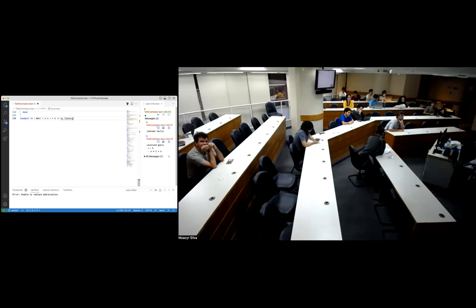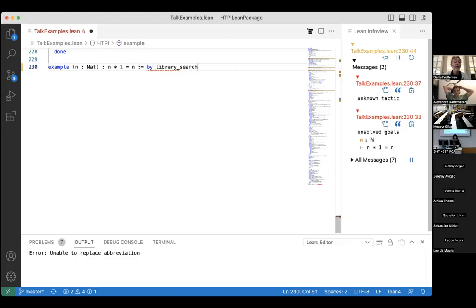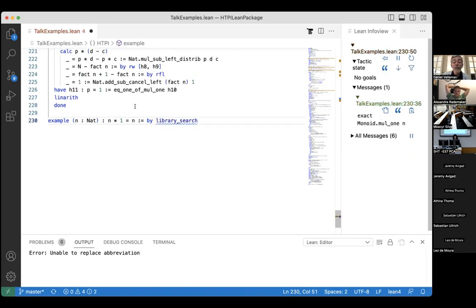And there is a tactic. This is not my tactic. This is a standard Lean tactic called library search. Did I not say unknown? Is it saying unknown tactic? Here we go. No, it did give me an answer. It didn't give me the best answer I could think of. Monoid mul 1n.